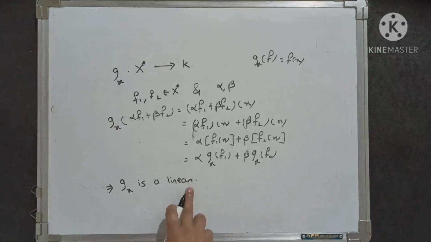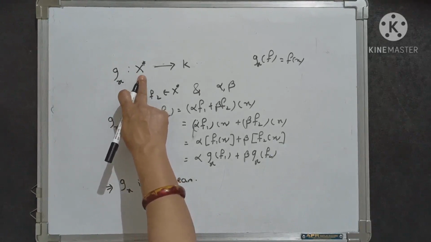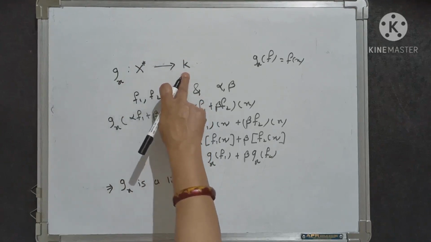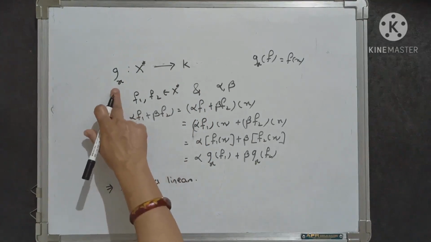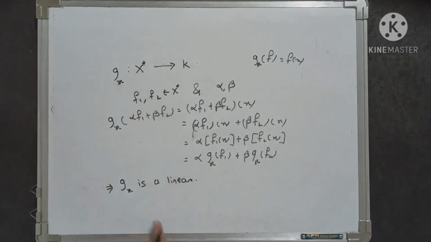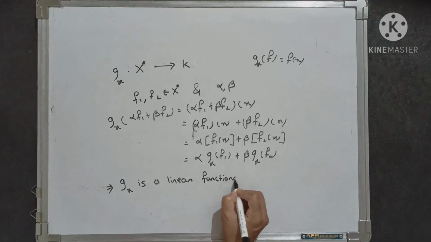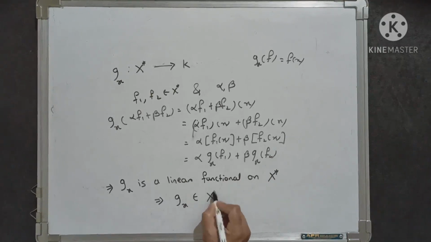After that, Gx is a function which is applied on a vector space, because X star is a vector space whose scalar field is K. That means it is a functional, and it satisfies the condition of linearity, and therefore we say that Gx is a linear functional on X star. As Gx is a linear functional on X star, it implies that Gx is an element of X double star, because X double star is the space containing all the linear functionals on X star.